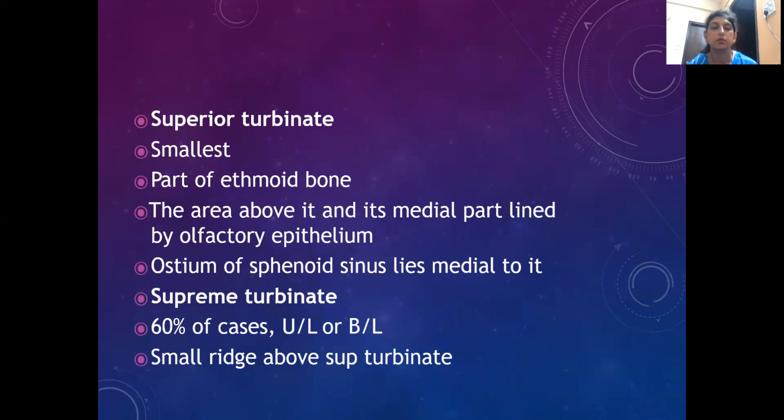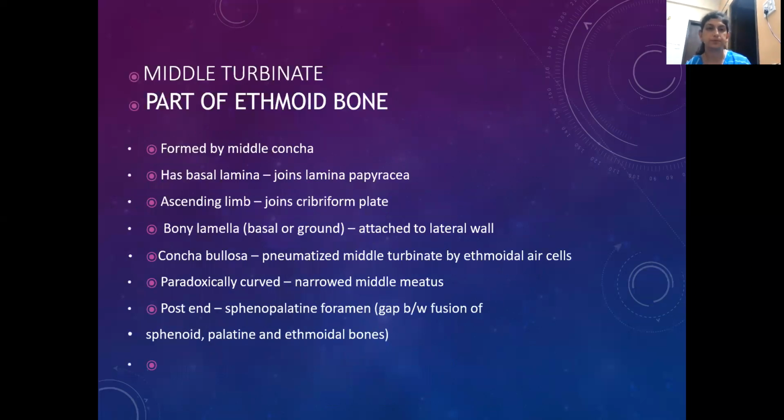Supreme turbinate is present in 60% of cases, unilateral or bilateral. It is present above the superior turbinate. Then the middle turbinate, which is a part of the ethmoid bone. It is formed by the middle concha, has a basal lamina which joins the lamina papyracea, has an ascending limb which joins the cribriform plate, and has a bony lamella, the basal lamella or ground lamella, through which it is attached to the lateral wall.